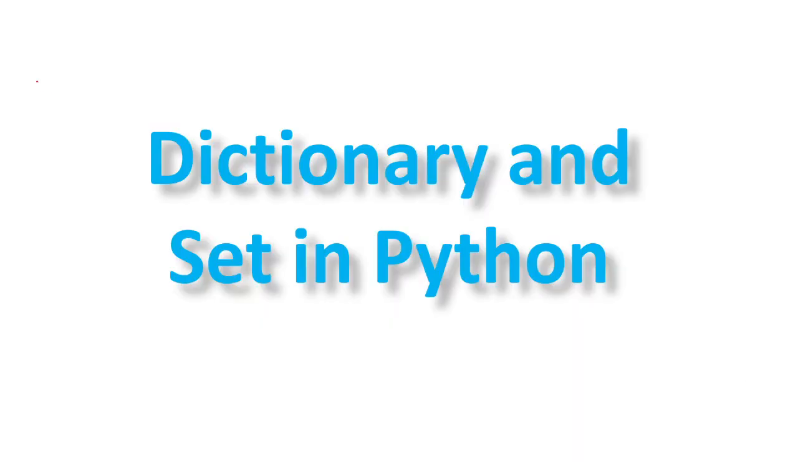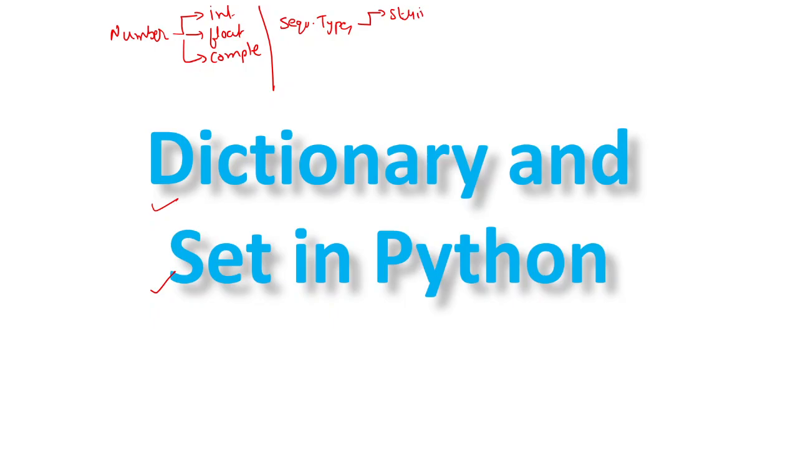Hello guys, in this video we are going to see about dictionaries and sets. I have already covered numbers, where we covered int, float as well as complex. The second thing that we covered was sequence types, and inside the sequence types we have covered string, list and tuple.